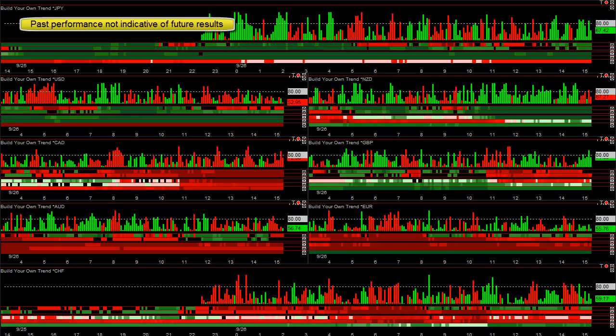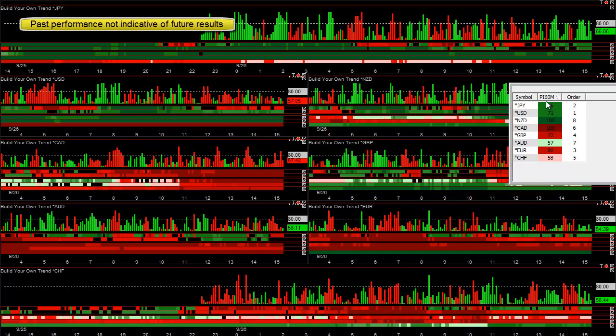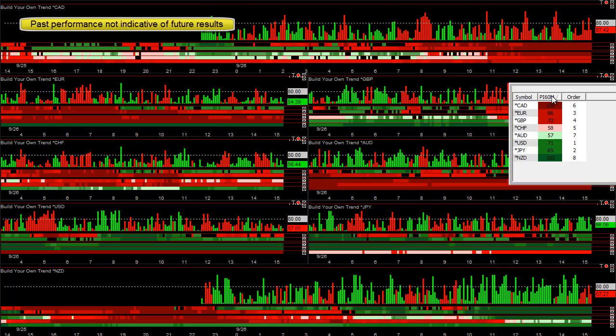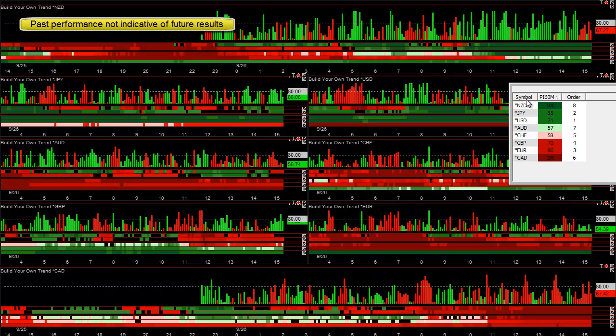The easiest way to use the currency meter is to use our sortable one, which I like to sort the trends by which ones are going up or down the most versus other pairs over the last hour. And you can see the New Zealand, yen, and dollar are the strongest. CAD, euro, and pound are the weakest.